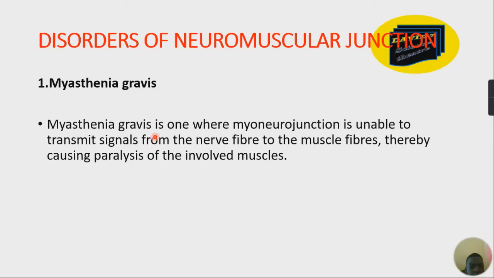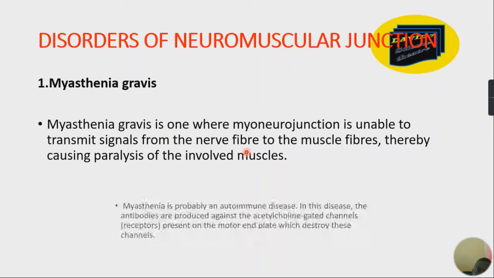So now lastly, let's talk about the disorders of neuromuscular junction. One, myasthenia gravis. This is a common disorder, and is one where myoneural junctions are unable to transmit signals from the nerve fiber to the muscles, thereby causing paralysis of the involved muscles. No transmission of the signal from nerve to muscle. That is the gravis.